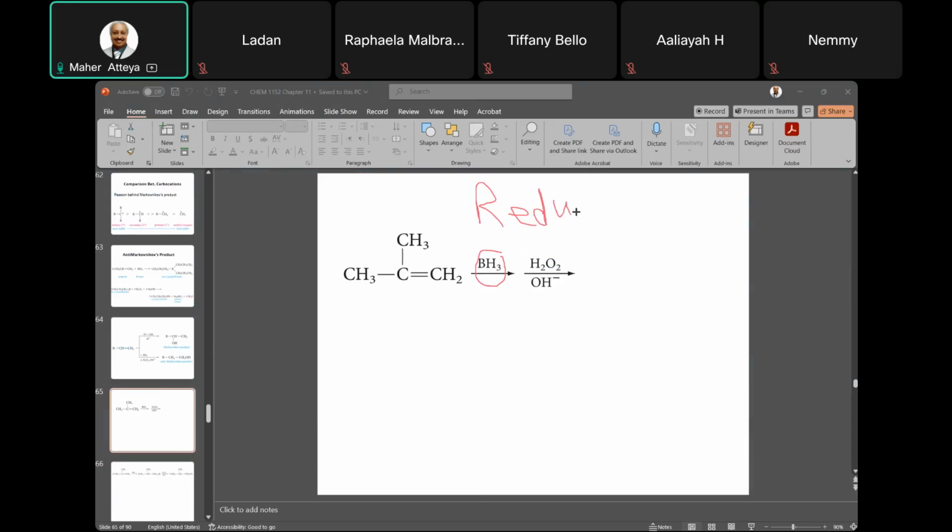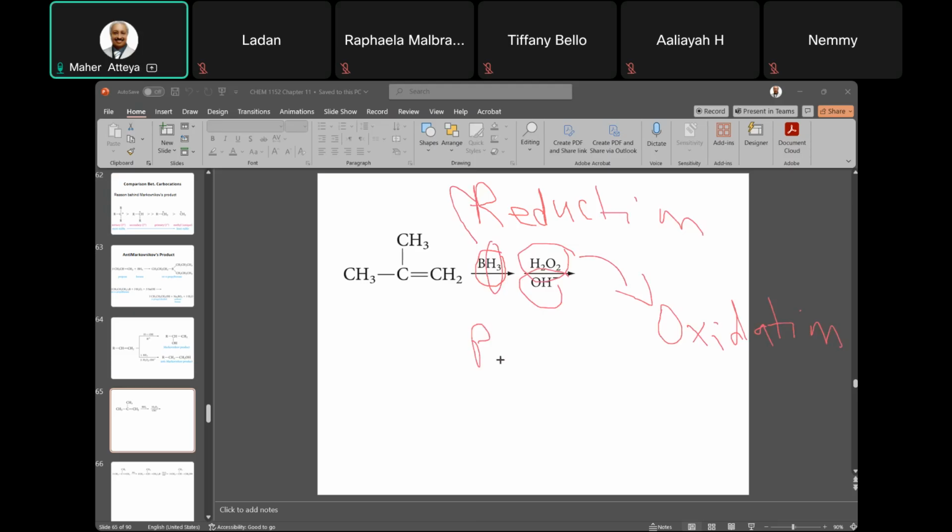Reducing means you're lowering the charge. And then you come back and oxidize, that's hydrogen peroxide, or dihydrogen dioxide. That's an oxidizing agent. This is a reducing agent. Correct? That's a reduction, and this is oxidation. So first you reduce, okay? And then you oxidize and you add in a basic solution.